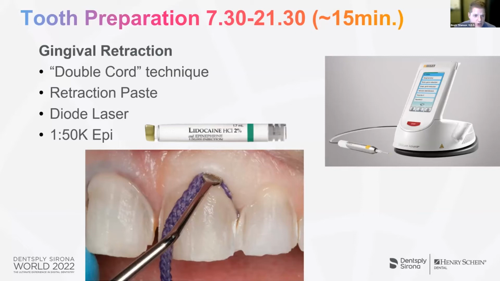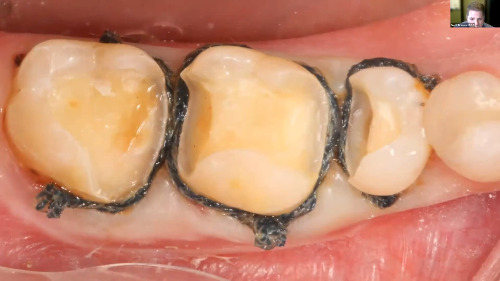Whether it's retraction cord, I use the double cord technique. I place a 00 cord first and then a 1 over the top. Some people use retraction paste, lasers. There's all sorts of different options. Just make sure you're getting a really nice margin.